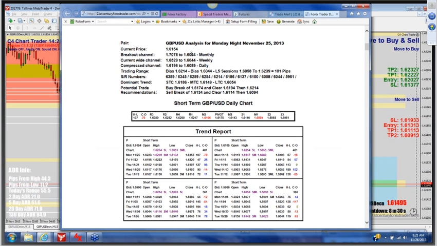Still no real alignment. We do see just a number of those, 6044, big number for us. We've seen that come into play quite a bit this year. That's lining up on the weekly and monthly level. If we do break down, 6044 could also be an interesting spot for us.